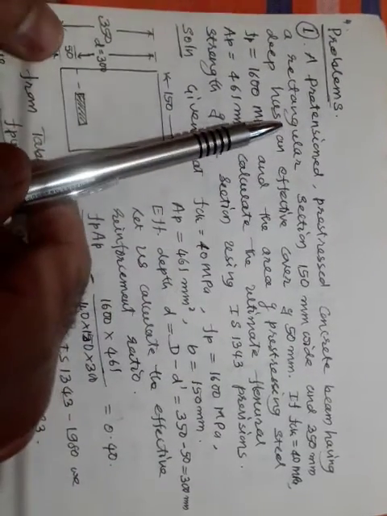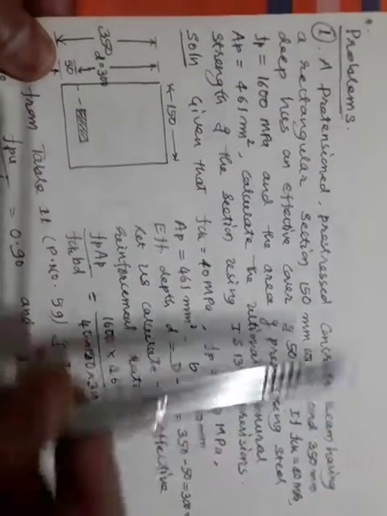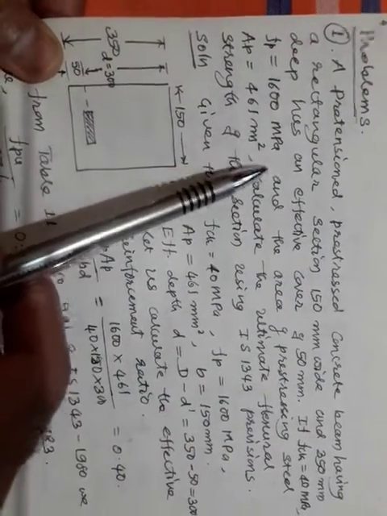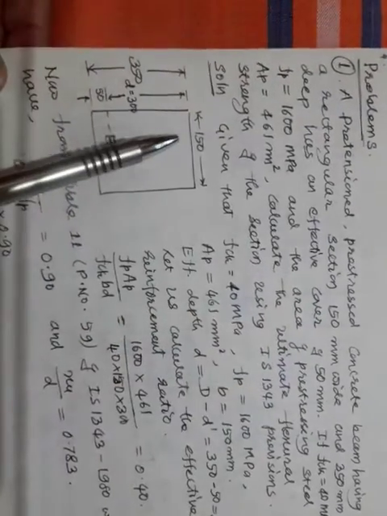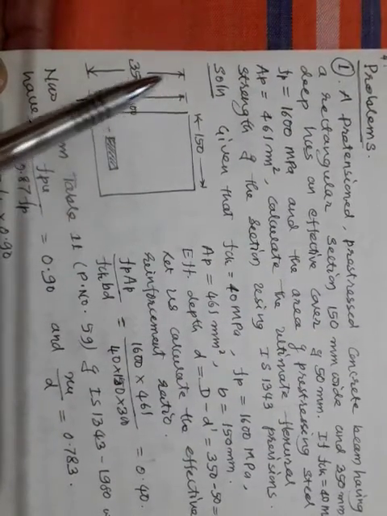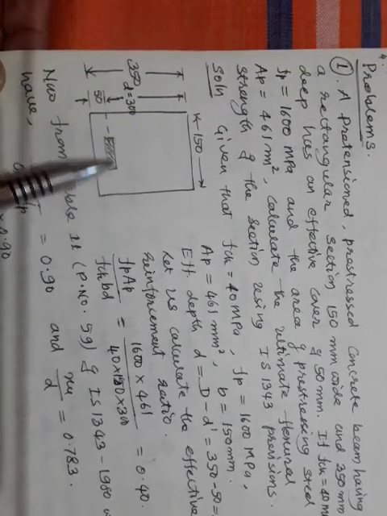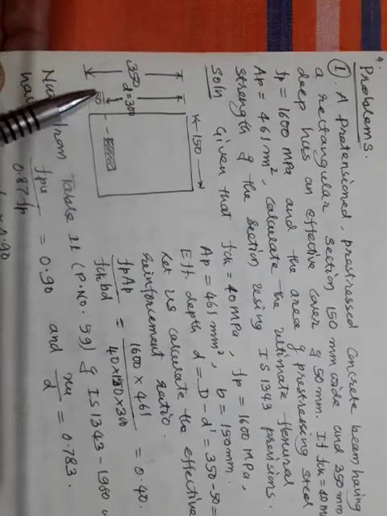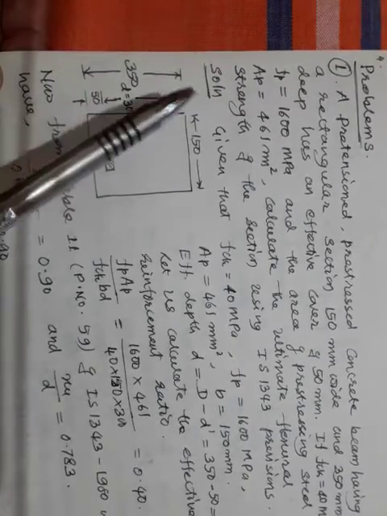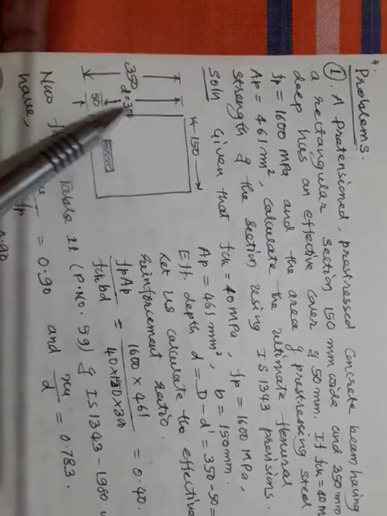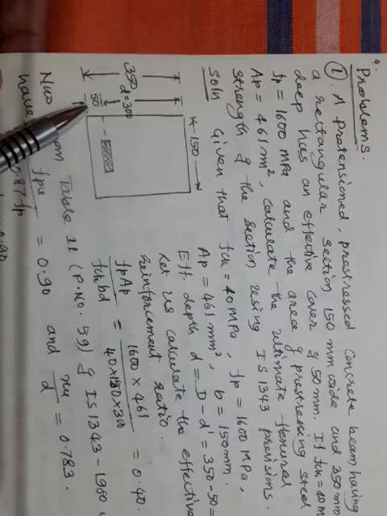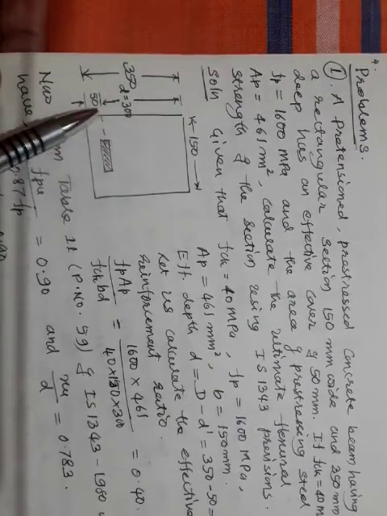A pre-tensioned prestressed concrete beam having a rectangular section 150 mm wide and 350 mm deep has an effective cover of 50 mm. Here 150 mm is the width, 350 mm is the depth, and 50 mm is the cover, that is, where he has kept the prestressing steel. Since 50 mm is the effective cover, you can easily calculate the effective depth d. So 350 minus 50 gives the effective depth as 300 mm.